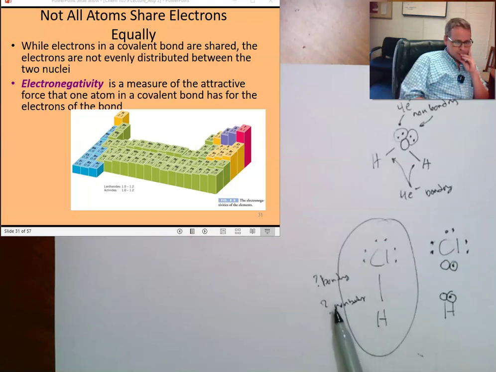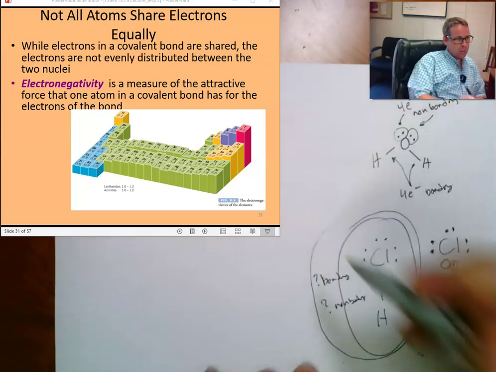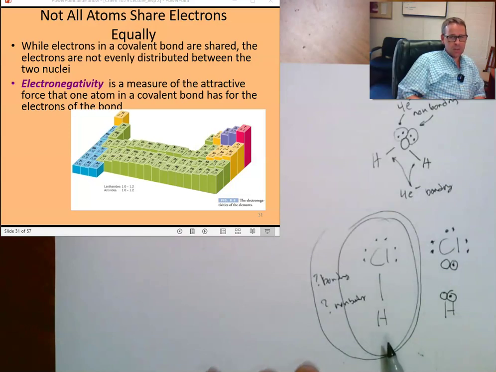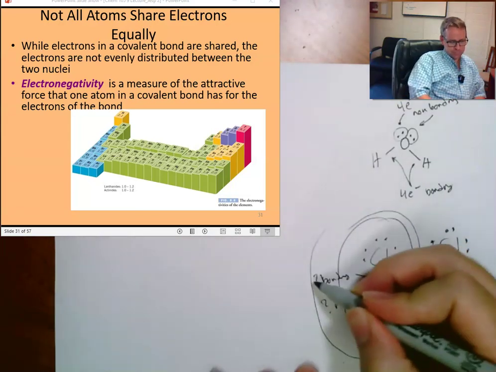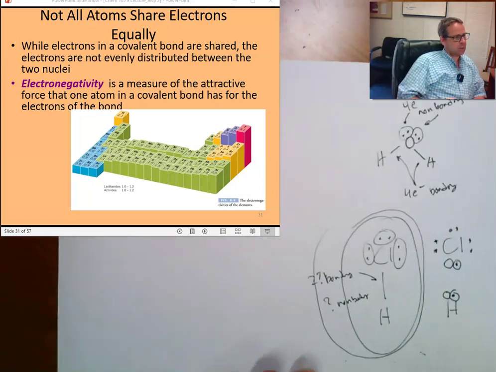Wait, will you repeat the question? Yep. In this molecule here, how many bonding electrons and how many non-bonding electrons? You have 2 bonding. Mm-hmm. And then 6 non-bonding. 1, 2, 3, 4, 5, 6. Excellent.